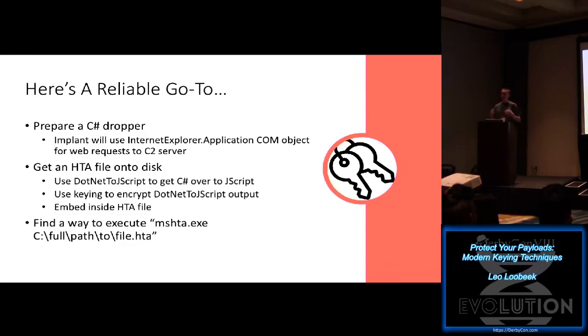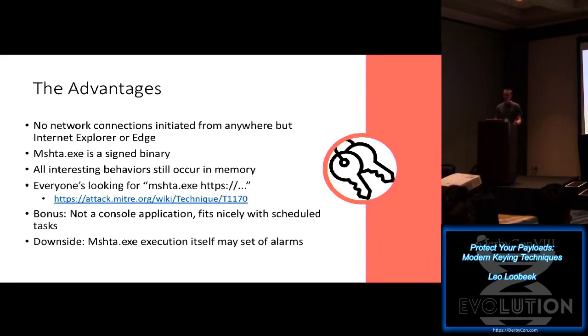I'll use DotNetToJScript to get that C# into JavaScript, and then I'll use keying to encrypt that output, and that's what's going to be within my HTA file. Then I'm going to drop it to disk somewhere and try to find some interesting way to execute MSHTA and then the full path to the file.